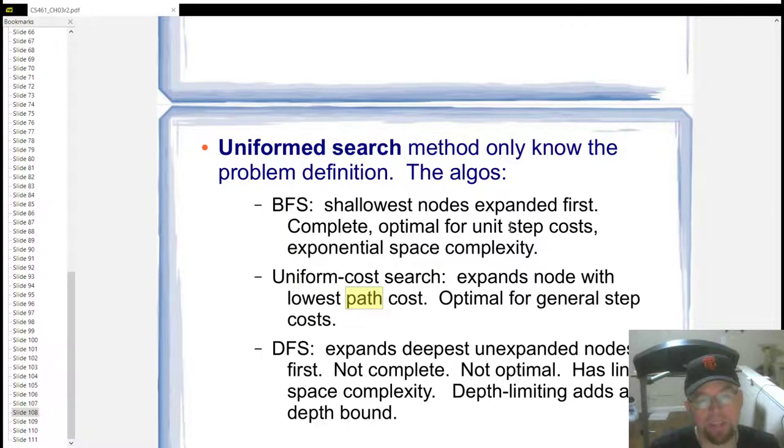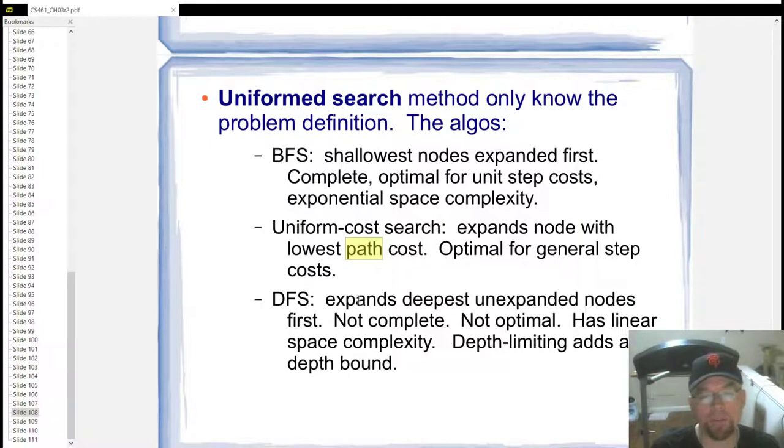When we talk about step costs, we're going from one node to another, taking an action. Depth-first search goes to the deepest unexpanded nodes first. It's not complete because it can end up in a loopy path. And it's not optimal because if you find a solution down this subtree at the very bottom of the tree, but you had another solution on the other side of the tree that was shallower and cheaper, you'll never find this one.